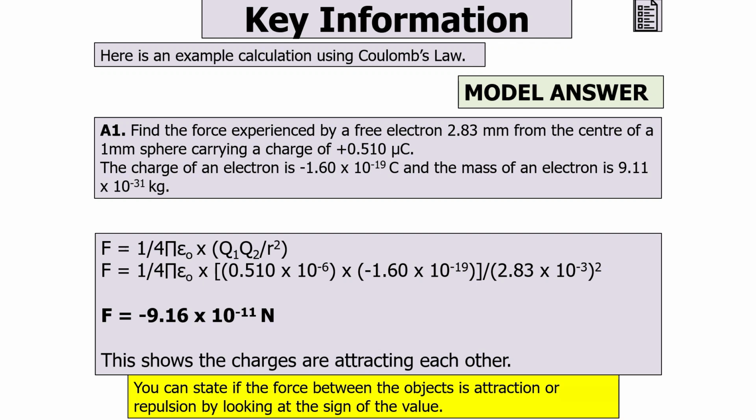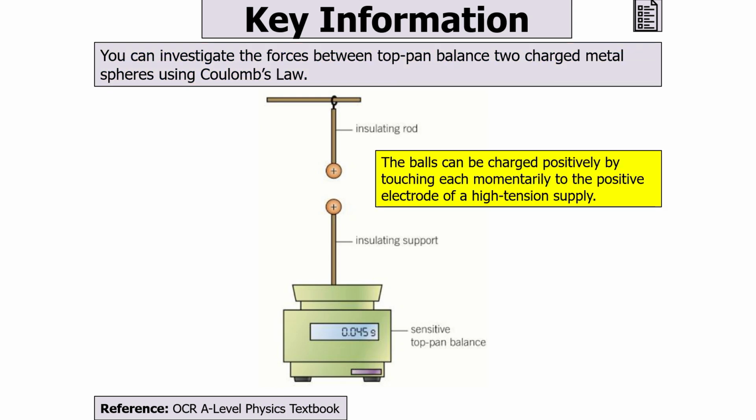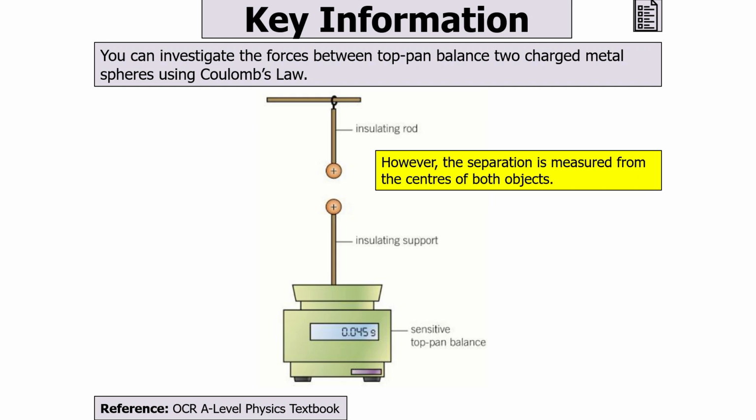You can state if the force between the objects is attraction or repulsion by looking at the sign of the value. Finally, you can investigate forces between two charged metal spheres using Coulomb's law. The balls can be charged positively by touching each momentarily to the positive electrode of a high tension supply. Lowering one of the charged spheres down towards the other will produce a larger reading on the balance. This value on the balance can be used to determine the electric force exerted on either charged object. By measuring the separation between the charged objects, the total charge on the objects can then be calculated. However, the separation is measured from the centres of both objects.